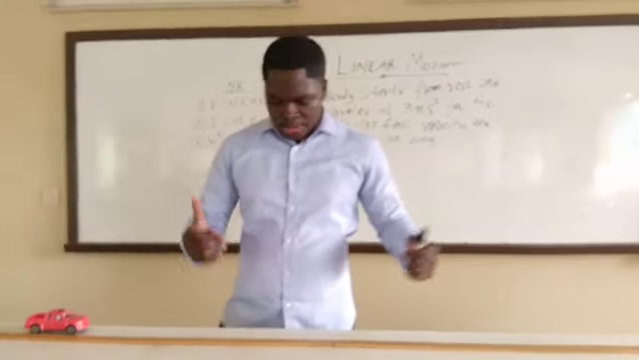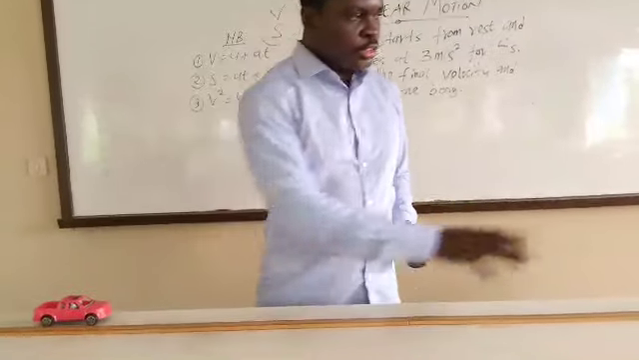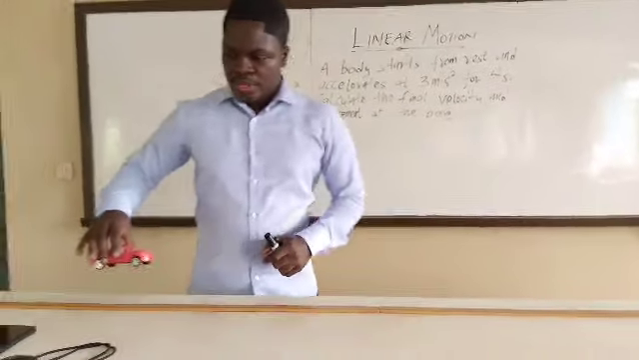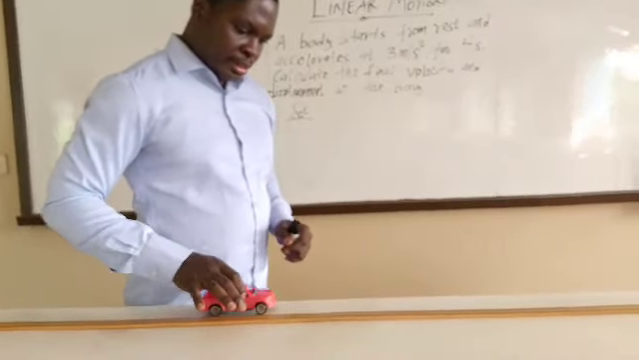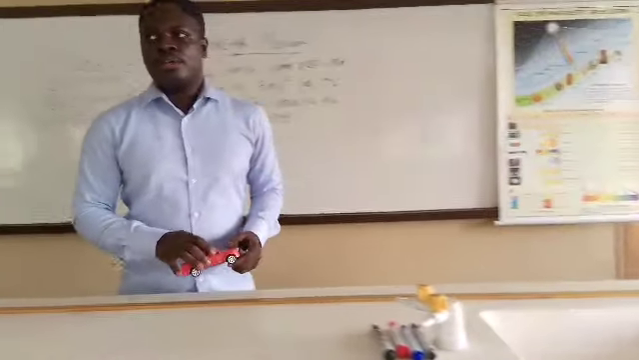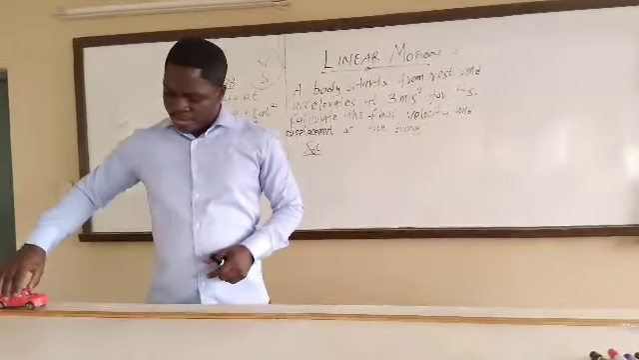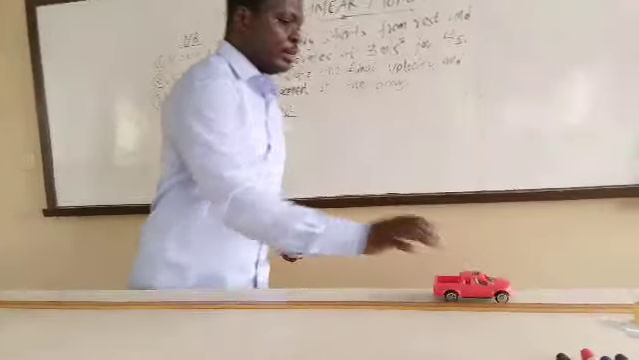Let's say for instance, come and look at it. Let's say we have this ruler to be a straight line or a straight path. As and when this car is moving along this straight line, along this straight path, then we say that the body or the car is performing linear motion.